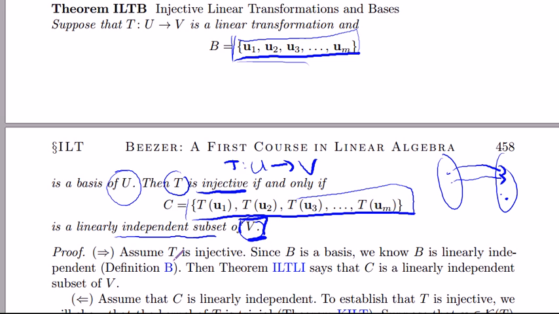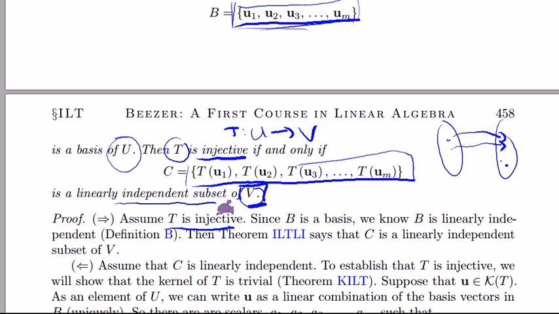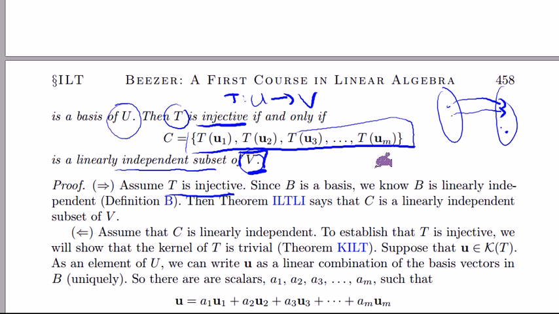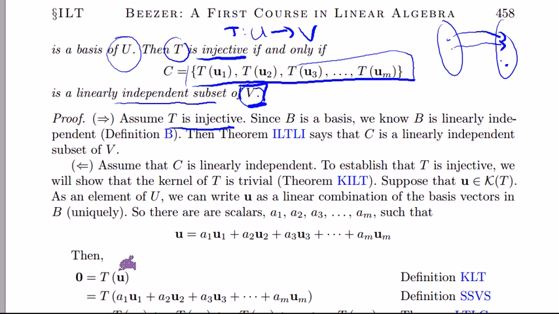Now we just showed that if T is injective, then it maps linearly independent sets to linearly independent sets. So that gives us the only if part: T is injective implies that the image of the basis is a linearly independent subset. On the other hand, suppose that the images of the basis set are linearly independent. We want to show that T is injective. So we want to show that T of U equal to 0 implies U is equal to 0.